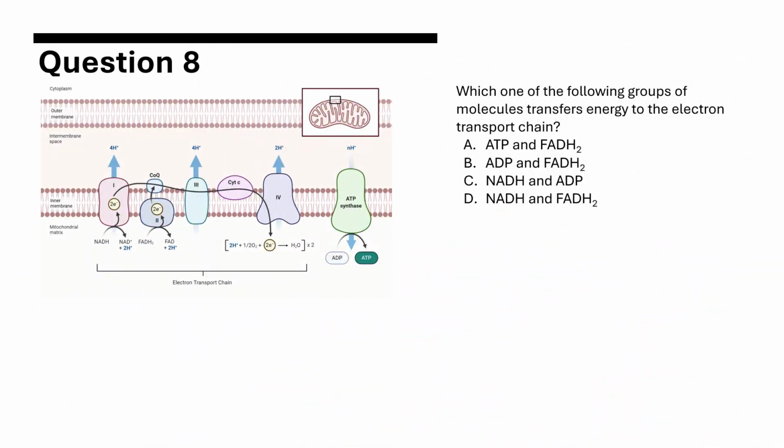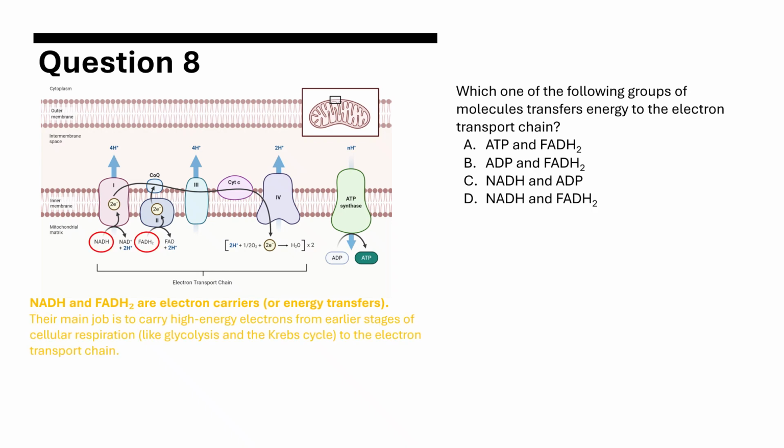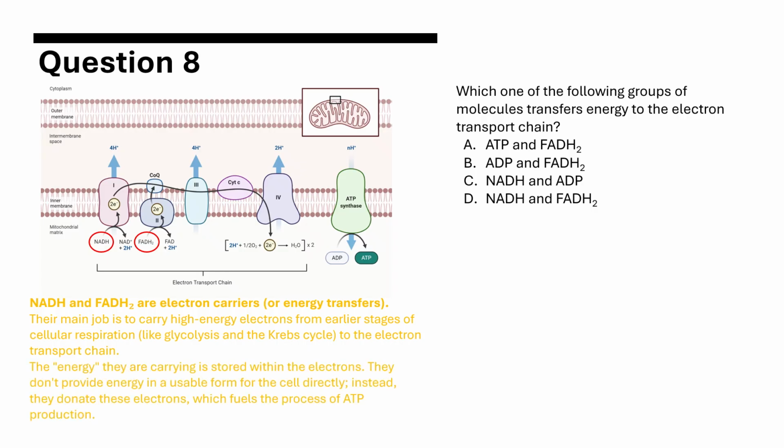NADH and FADH are electron carriers, or energy transfers. Their main job is to carry high-energy electrons from earlier stages of cellular respiration, like glycolysis and the Krebs cycle, to the electron transport chain. The energy they are carrying is stored within the electrons. They don't provide energy in a usable form directly to the cell. Instead, they donate these electrons, which fuel the process of ATP production.